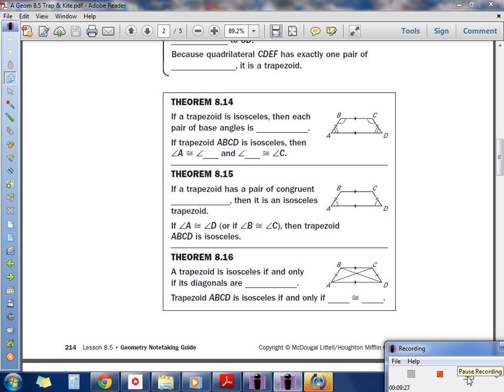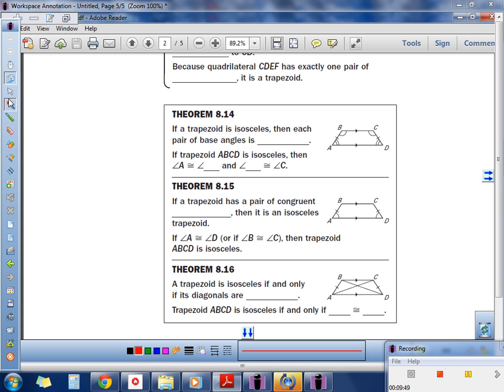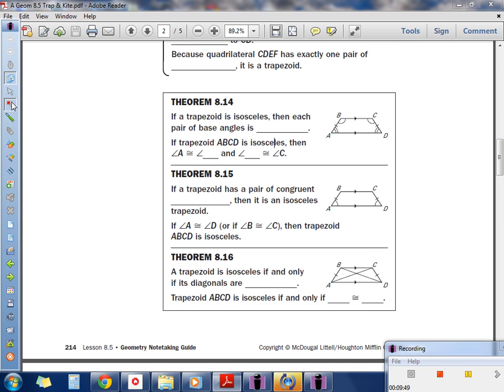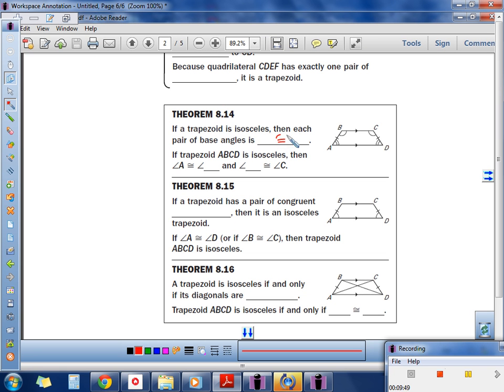Here are some additional properties to remember when dealing with trapezoids. These are ones that you will be tested on, so make sure you understand these. A lot of them deal with the symmetry of an isosceles trapezoid. So 8.14: if a trapezoid is isosceles, then each pair of base angles is congruent. So remember, symmetry on an isosceles trapezoid.